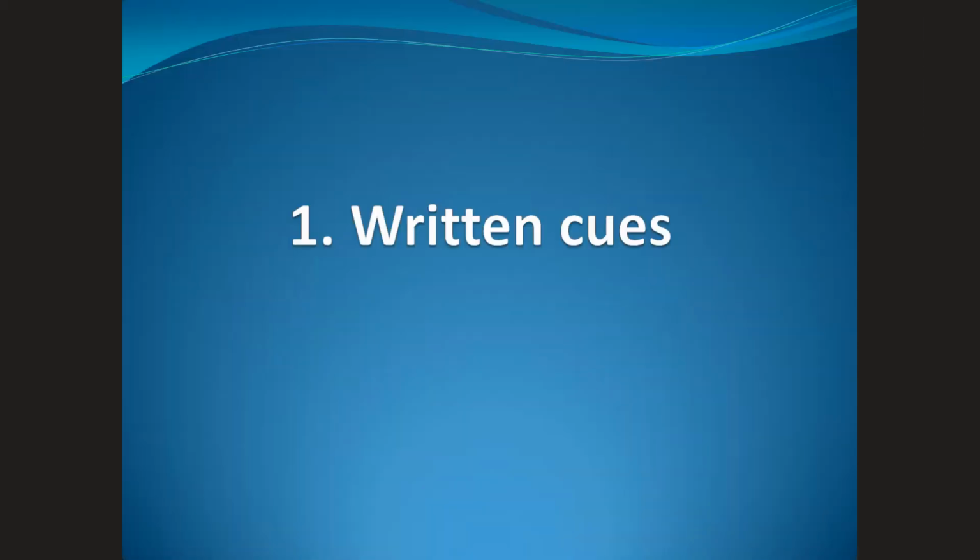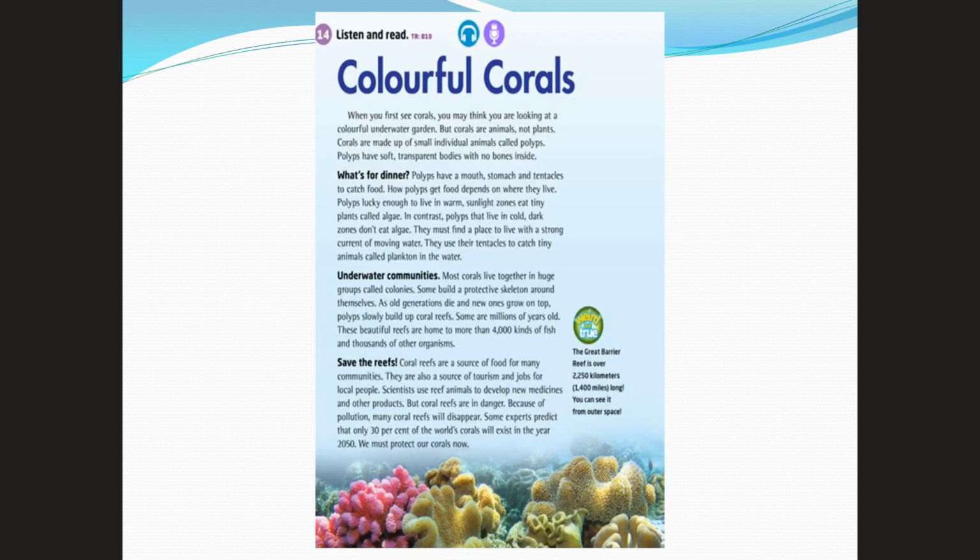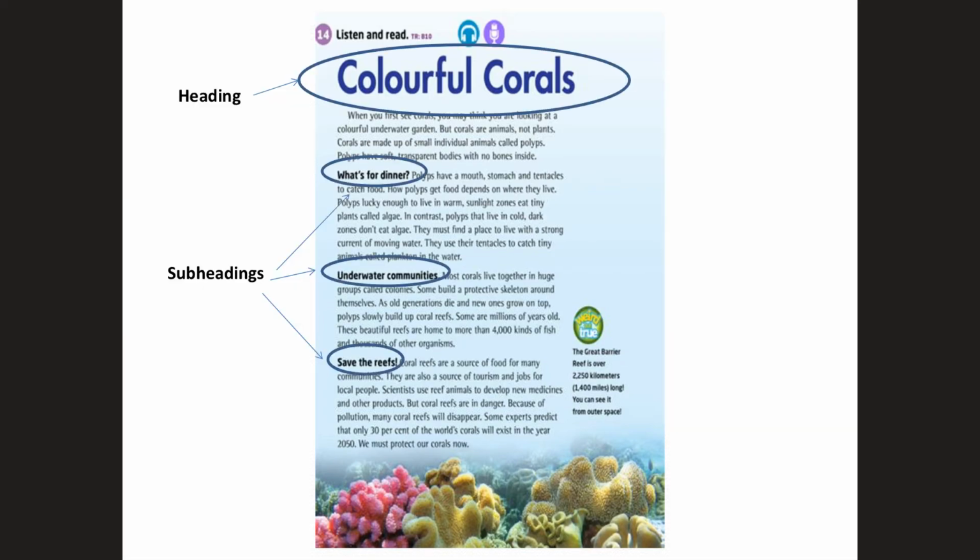We will start by looking at written cues. Look at this article. You should notice some written cues in the article. Can you see the bold words? Bold words create emphasis and tell readers this is important. Authors use bold words for the heading and the subheadings, and sometimes labels to denote importance.